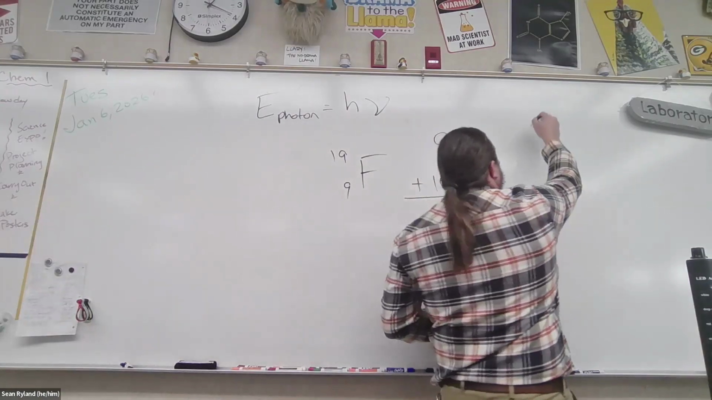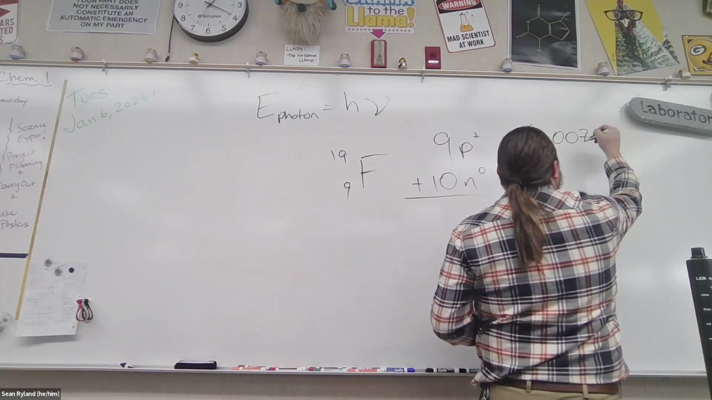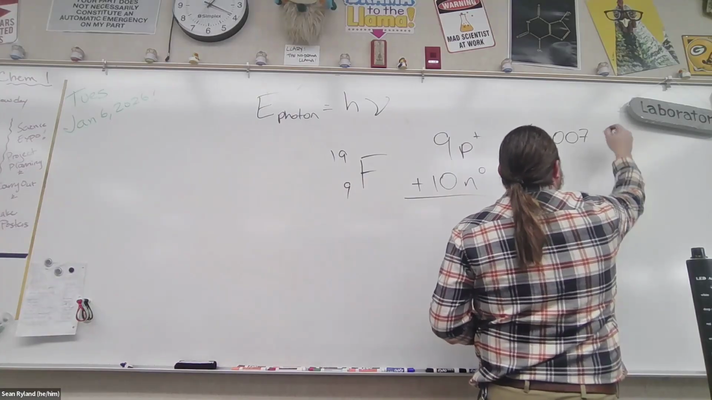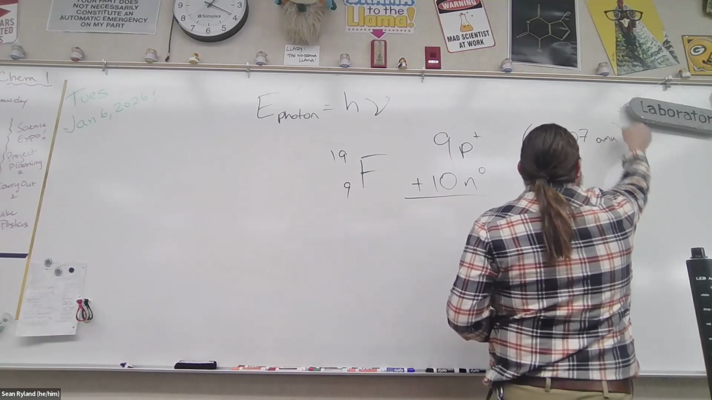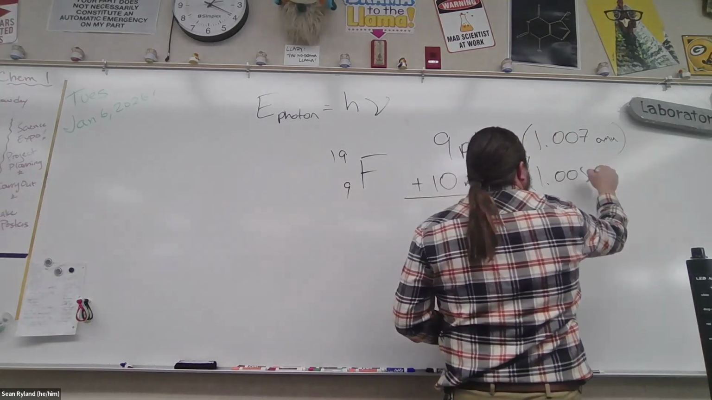Well, the mass of a proton is 1.007 or so. And the mass of a neutron is 1.008.